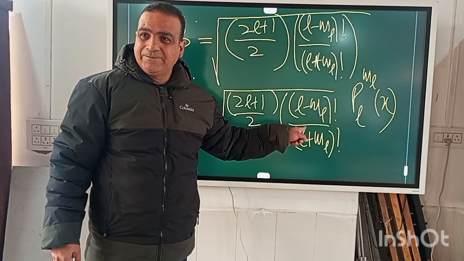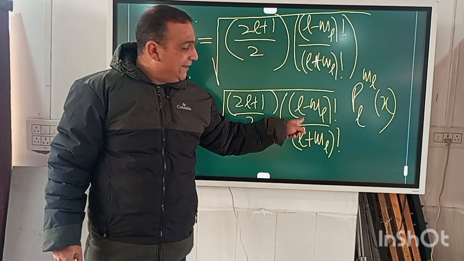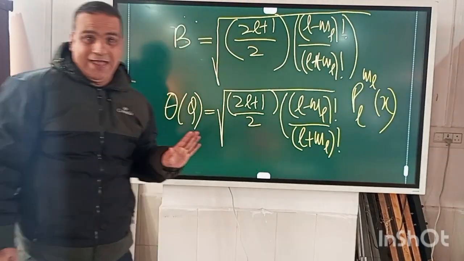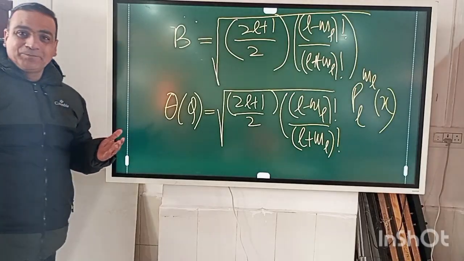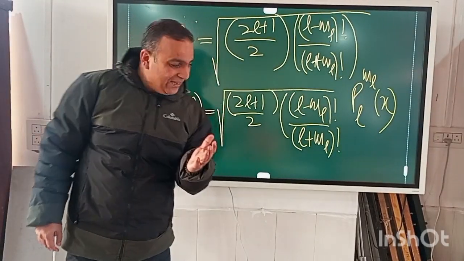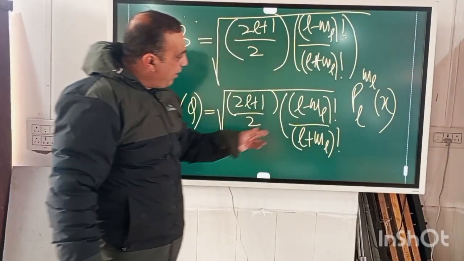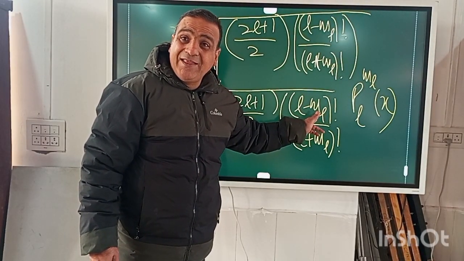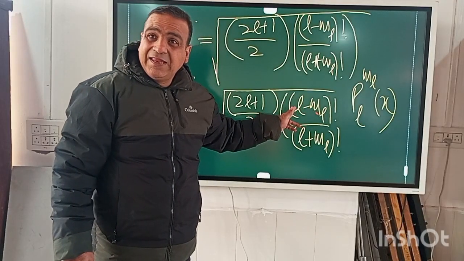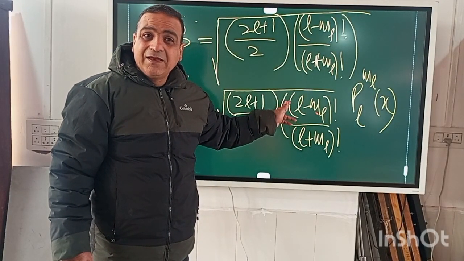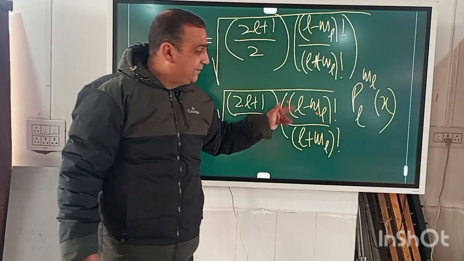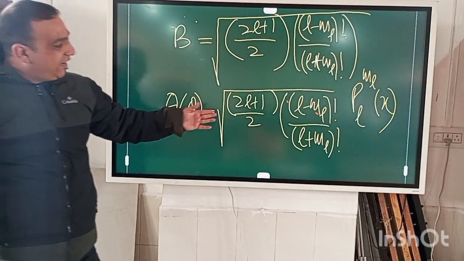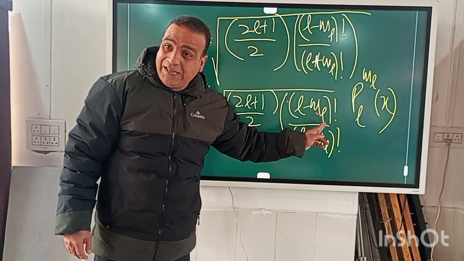That's not acceptable. What is acceptable here? This L should be greater or equal to ml. What is ml? It's the magnetic quantum number. What is L? It is the azimuthal or orbital quantum number. So I have already told you what the problem is with this equation if we choose L less than ml, right?